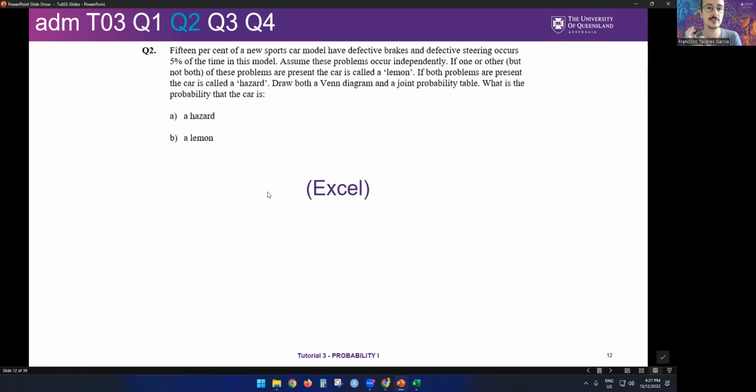Question 2. 15% of new sports car models have defective brakes, and defective steering occurs 5% of the time in this model. You notice that, just playing with words, they gave you 2 probabilities, one written down, one with the number. Assume these problems occur independently. If one or the other, but not both, of these problems are present, the car is called a lemon. If both problems are present, the car is called a hazard. Draw both a Venn diagram and a joint probability table. What is the probability that the car is...? So let's go.